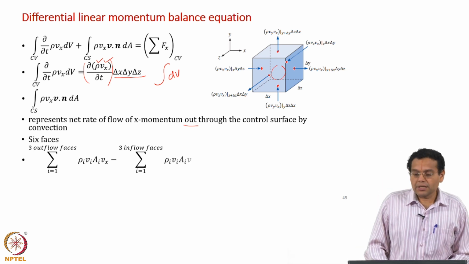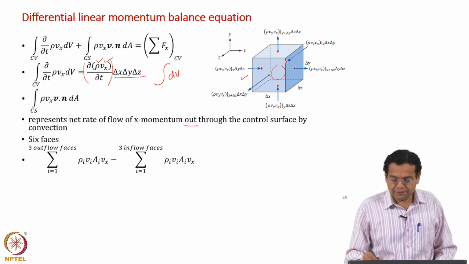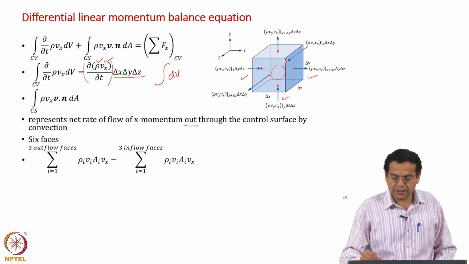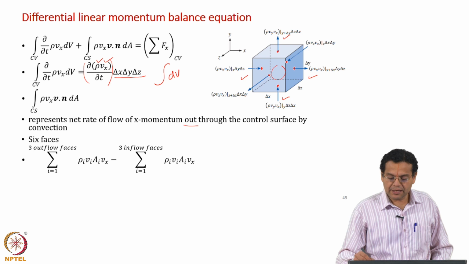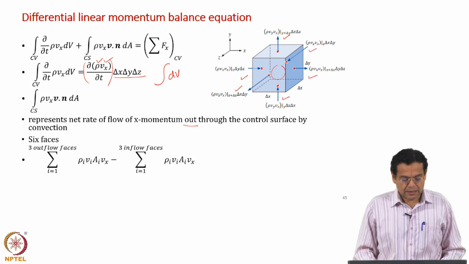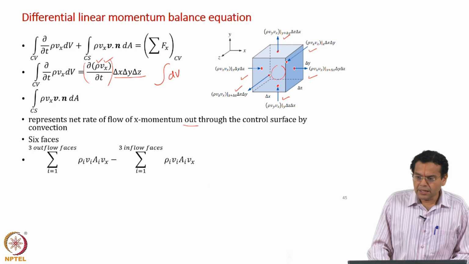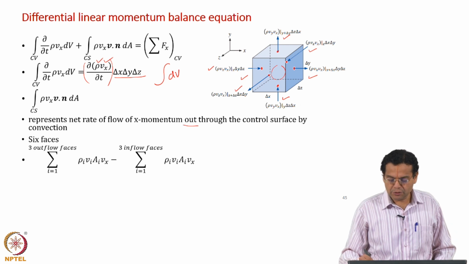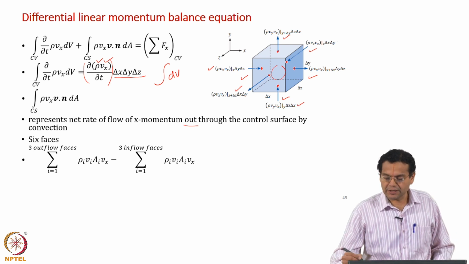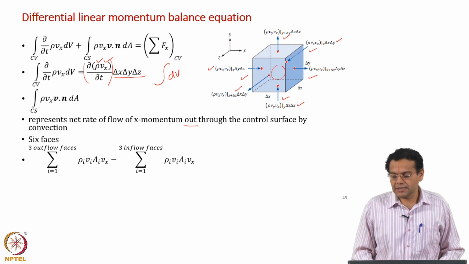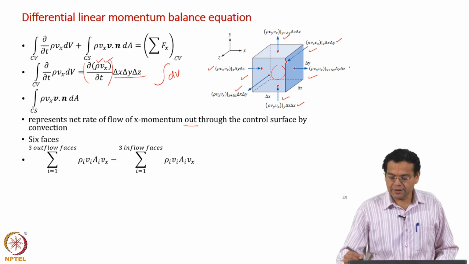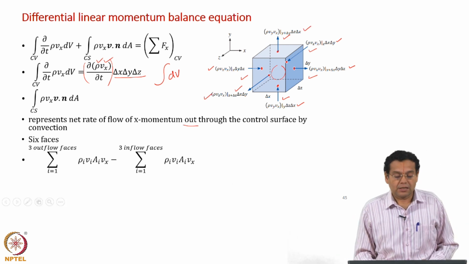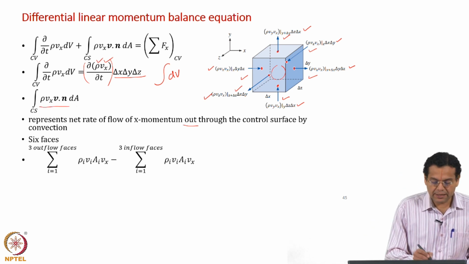Now, what are the 6 faces? The left hand face and the right hand face, and then we have the bottom face and the top face, and then we have the rear face and the front face. Now, you have inflow through the left face, you have inflow through the bottom face, you have inflow through the rear face, and for the other 3 faces there is outflow, which is the right face, the top face and the front face. Now, how do we write this rho Vx V dot n dA?